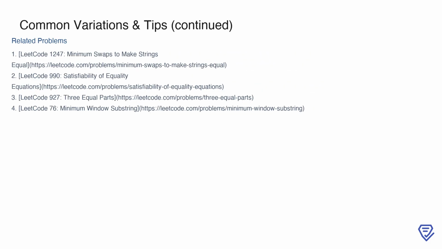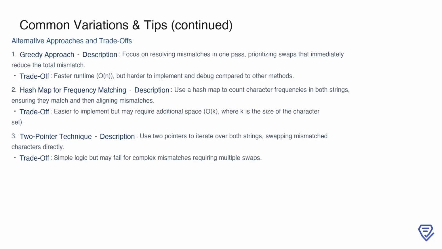This problem ties closely to several related LeetCode problems. For instance, minimum swaps to make strings equal naturally connects to challenges like satisfiability of equality equations, where you need to evaluate relationships between elements. Similarly, 3 equal parts explores partitioning structures into equal segments, and minimum window substring involves finding the smallest substring that meets specific criteria. Each of these problems reinforces concepts like string manipulation, pattern recognition, and optimization, making them great practice alongside this challenge. There are several alternative approaches to solving this problem, each with its trade-offs.